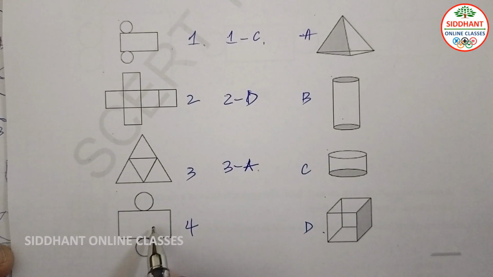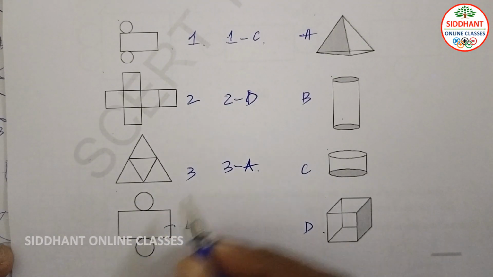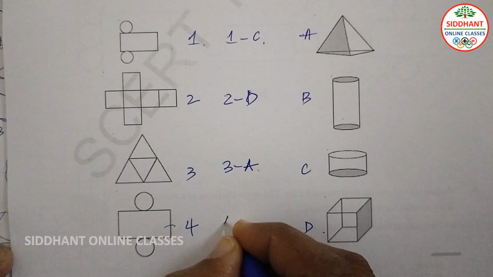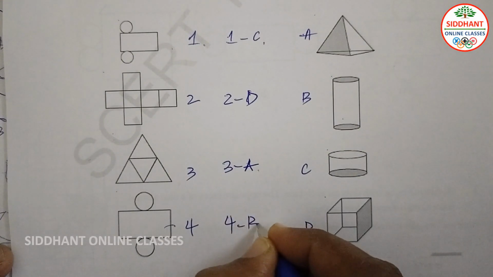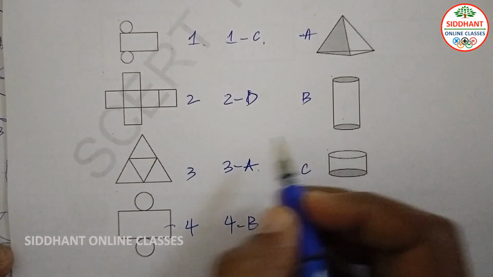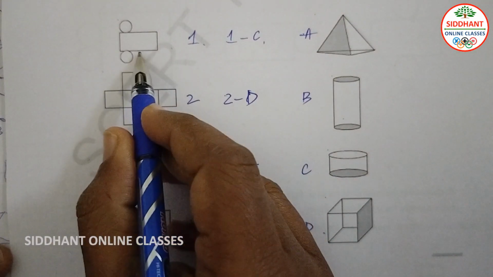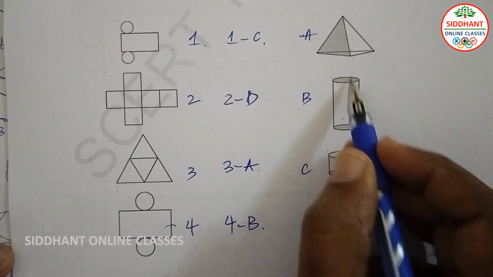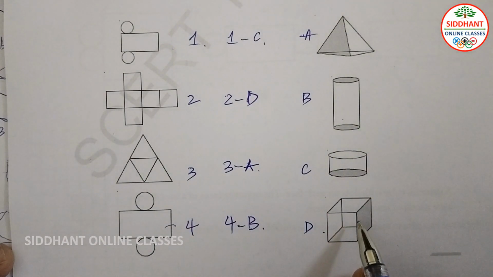Fourth one, when you see, it looks like a cylinder. When you fold this part and cover up this and this, it looks like a cylinder. So the fourth figure is matching with figure B here. So this is the matching point, and once you cut this and paste it, you get the following shapes in 3D form here.